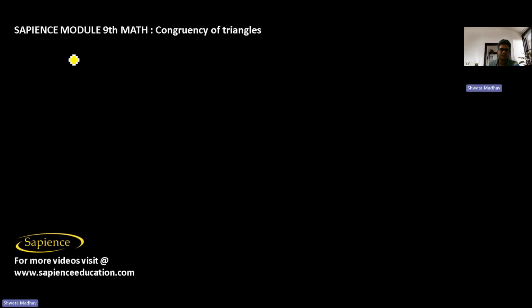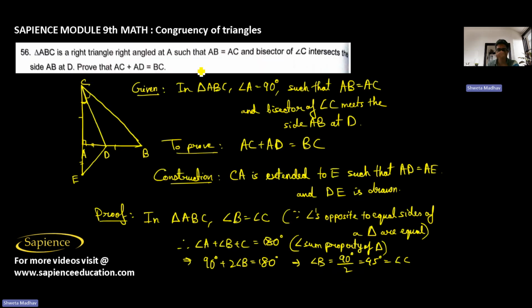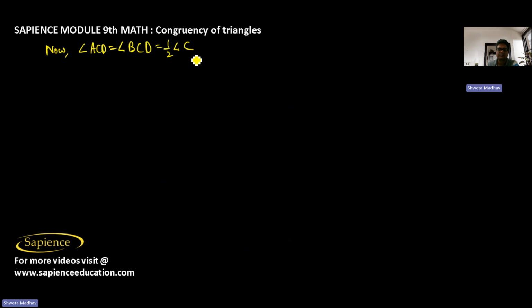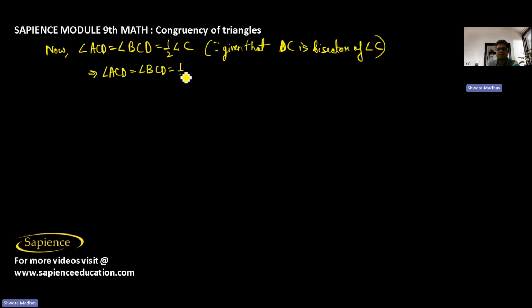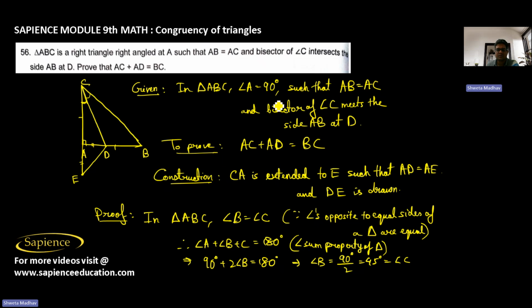Now also we can see angle ACD is equal to angle BCD, which is equal to half of angle C, since it is given that DC is the bisector of angle C. So therefore I can say that angle ACD equals angle BCD, which will be equal to half of 45 degrees, that is 22.5 degrees.